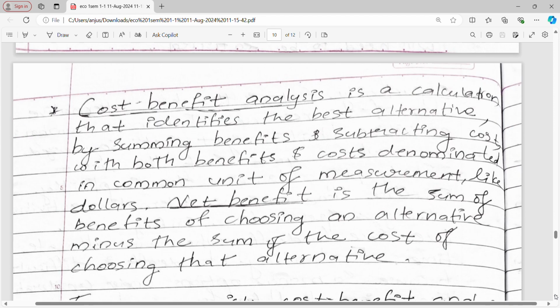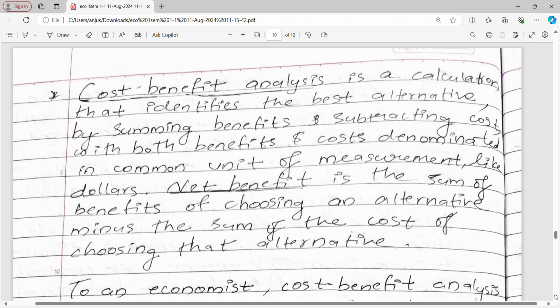Next is cost-benefit analysis. It is a calculation that identifies the best alternative by summing benefits and subtracting costs, with both benefits and costs denominated in a common unit of measurement, like dollars. Net benefit is the sum of the benefits of choosing an alternative minus the sum of the costs of choosing that alternative.